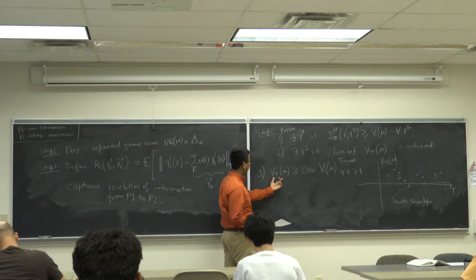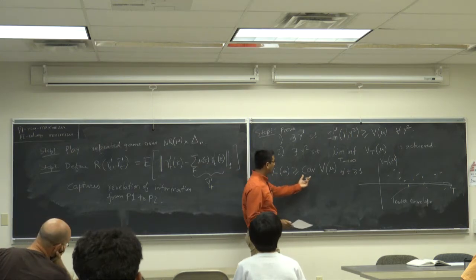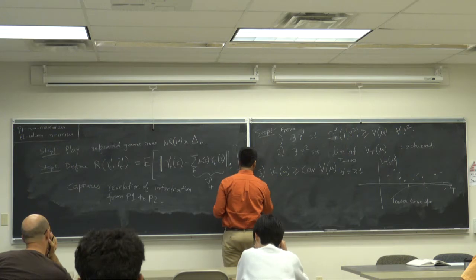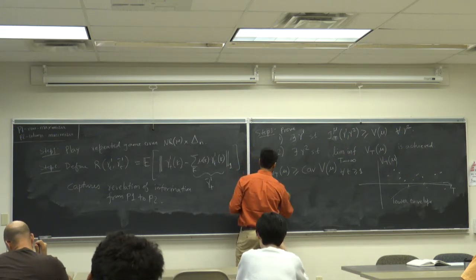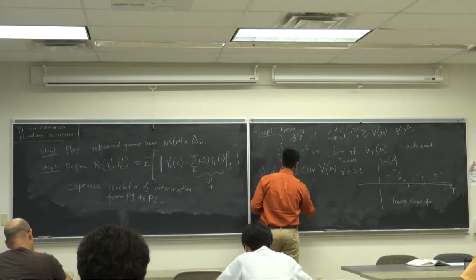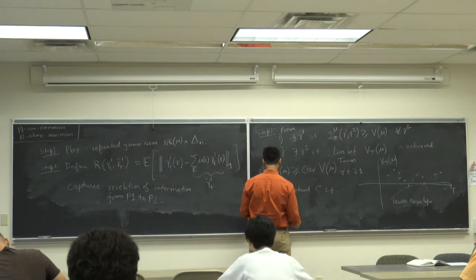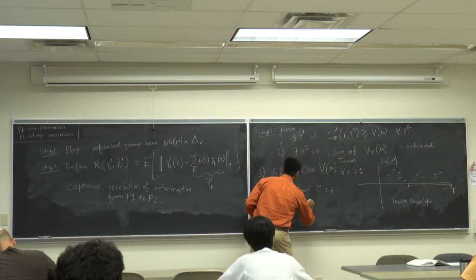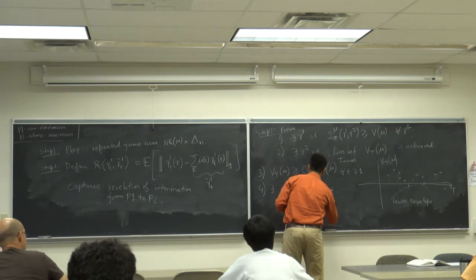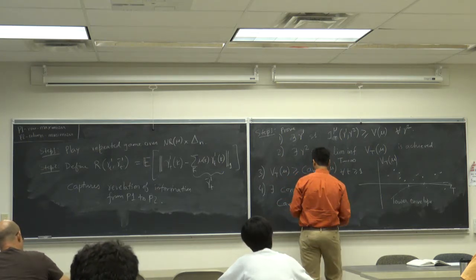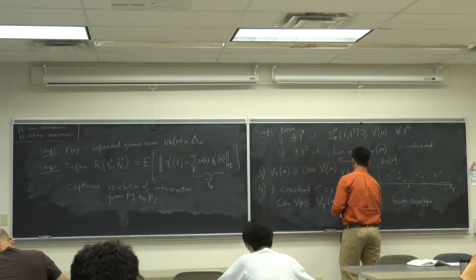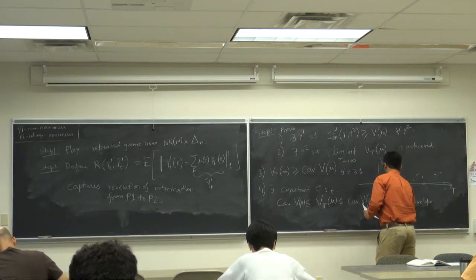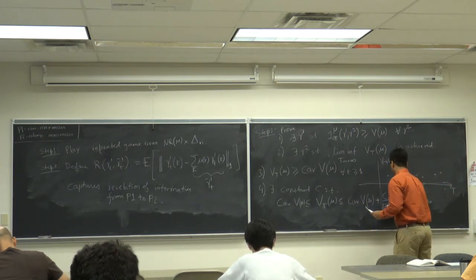Okay, and the fourth result. So until now, what we have found is a lower bound on the value of the finite stage game. Okay. So this is the lower bound. Now I'm saying, well, there exists a constant C such that cav of v is less than or equal to Vt of mu is less than or equal to cav of v of mu plus C over square root of T.